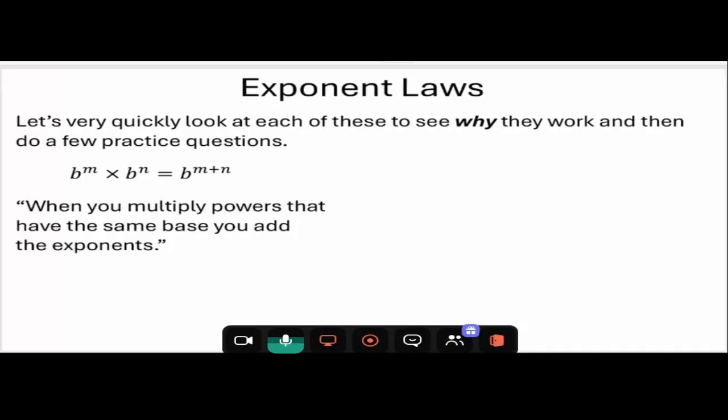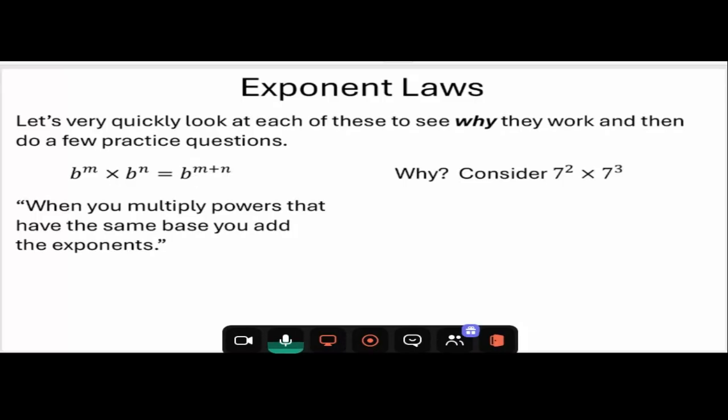b to the m times b to the n equals b to the m plus n. Or if we put that in words, when you multiply powers, here we're multiplying some powers that have the same base, they both have a base of b. That's important. If they don't have the same base, there is no rule. You can't do anything. When you multiply powers that have the same base, you add the exponents.